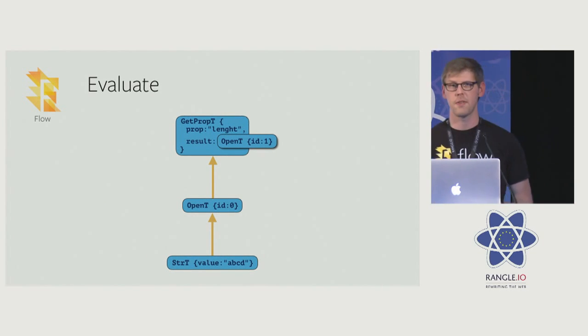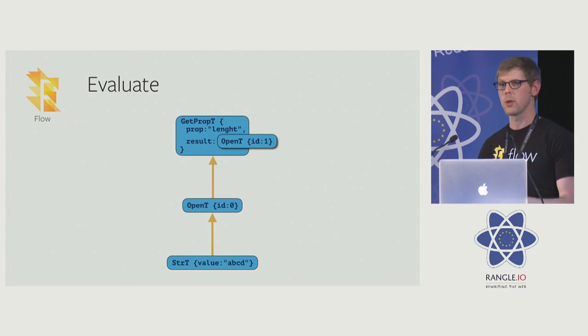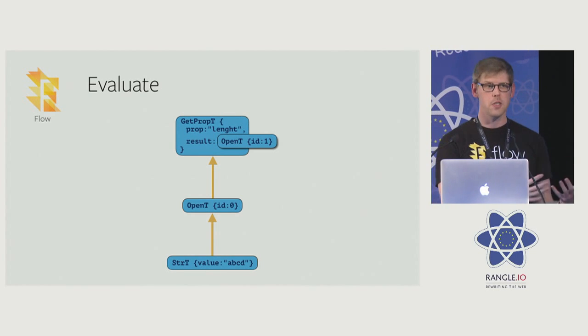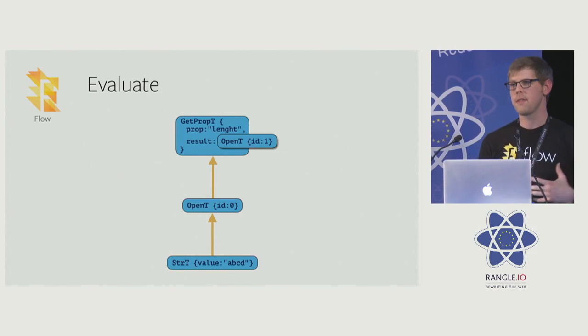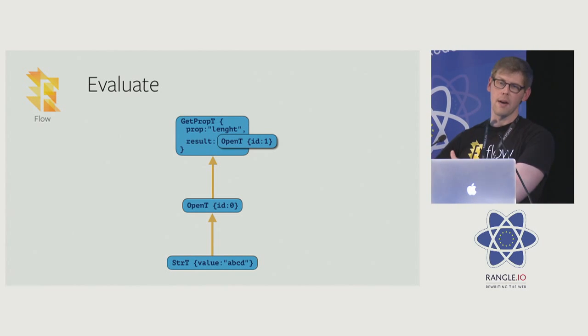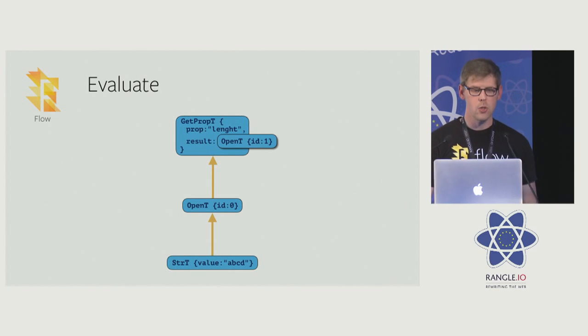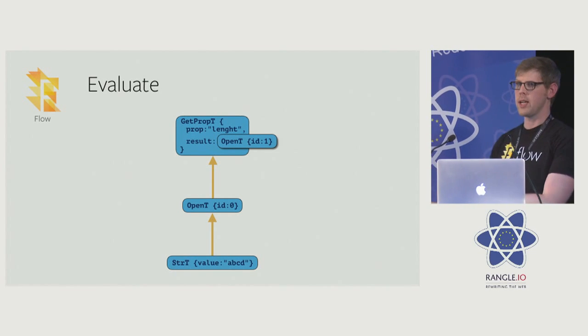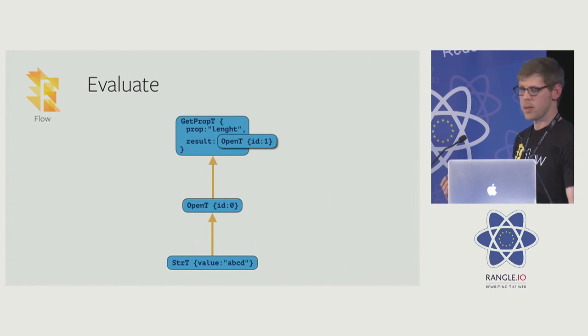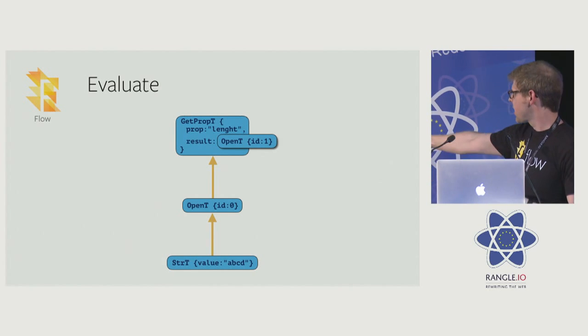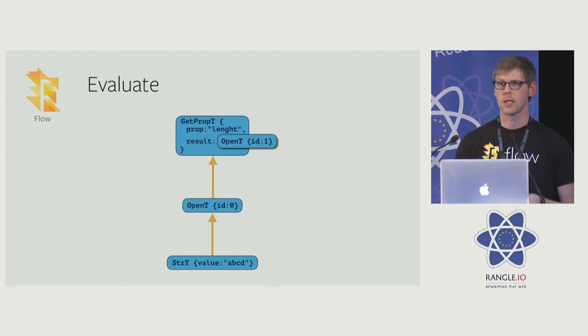Now, this is the last phase in type checking and flow. This is where we're actually going to find the type error. So the first phase is to create the flow graph, and the second phase is to run through that graph and see if we can find any problems with it. Now, the way that we do that is we run through it one flow constraint at a time, and we start at the bottom. So at the bottom here, we have StrT flowing to OpenT0.